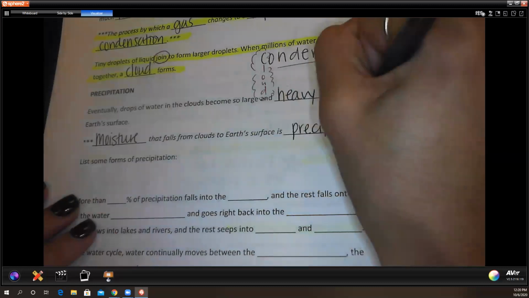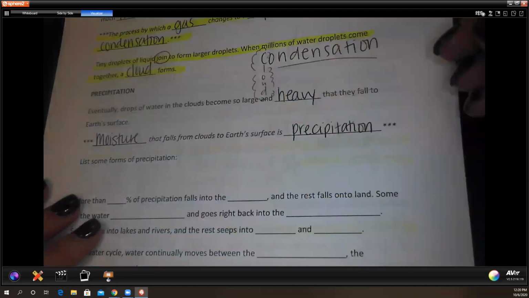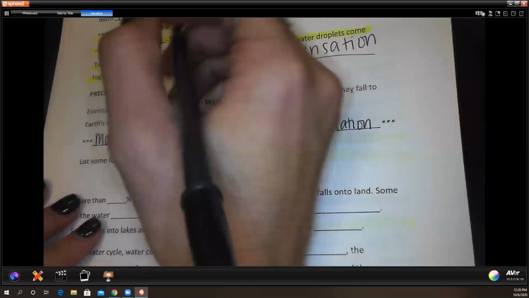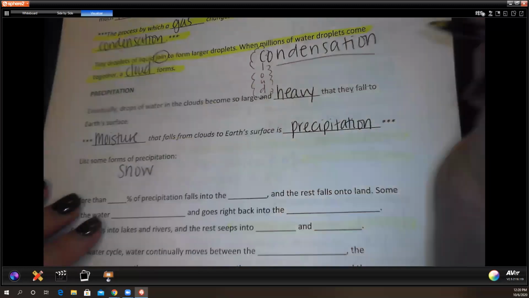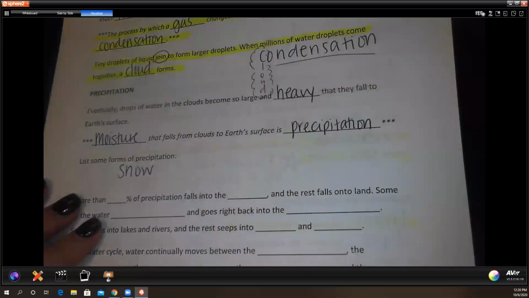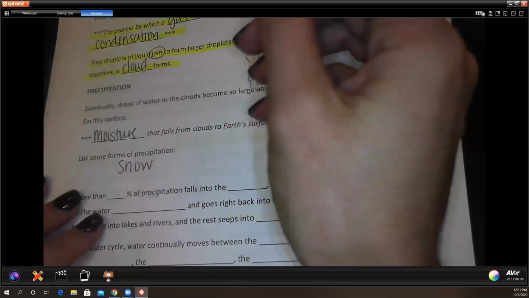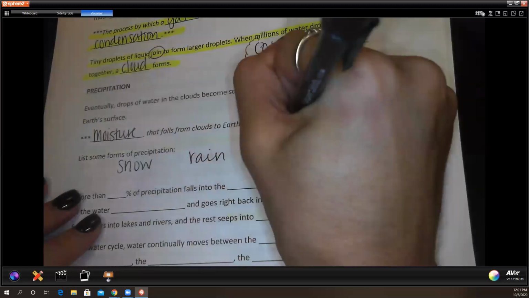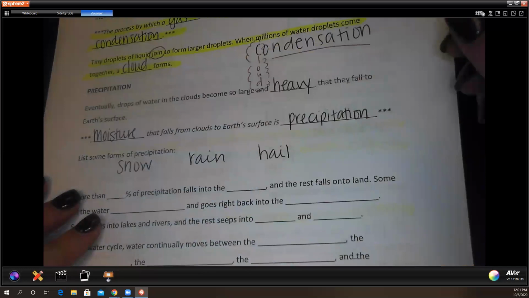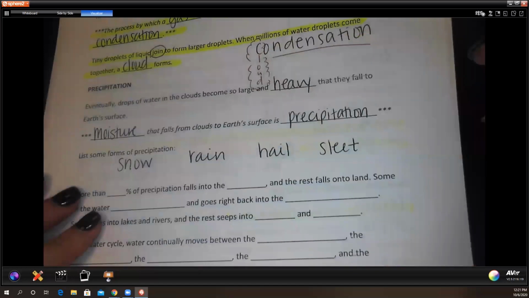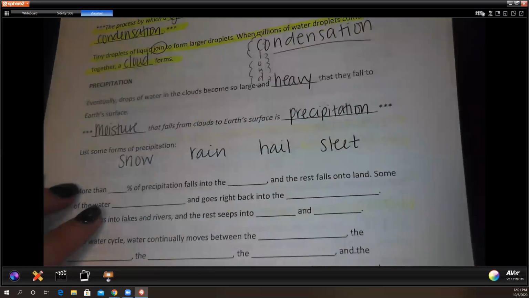Brian, give me one form of precipitation. Snow. Leon, give me another form of precipitation. Water. Well, water in what form? Rain. Give me another one, Andrew. Hail. And what's the one that's a mix of snow and rain? Allison. Sleet. I said Allison, and my whole class must be named Allison.